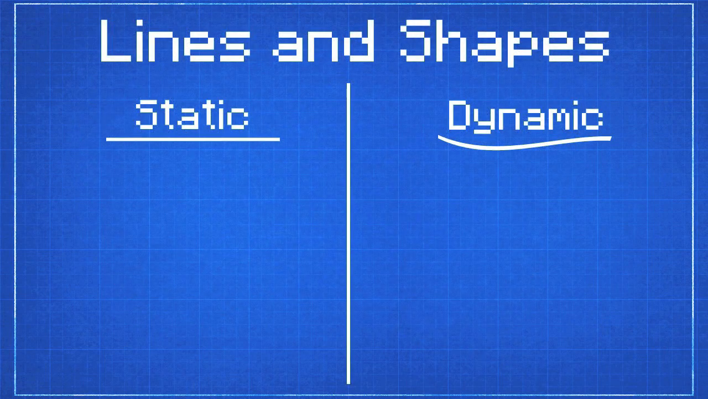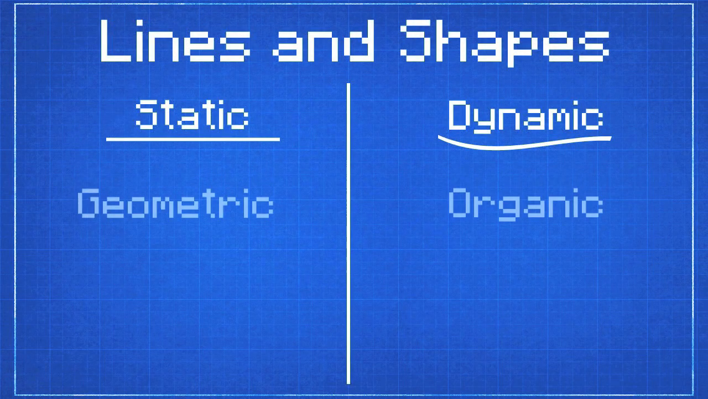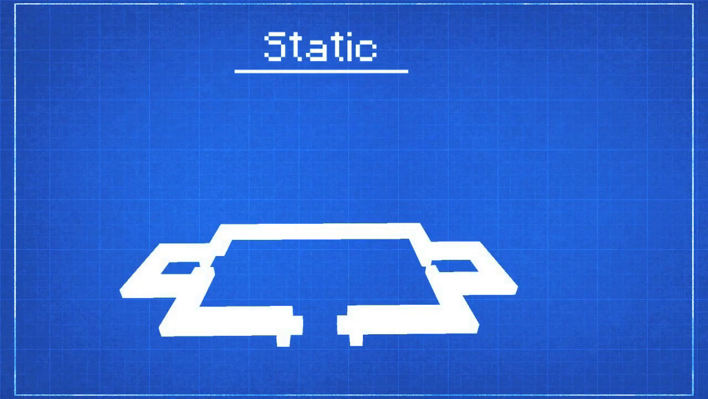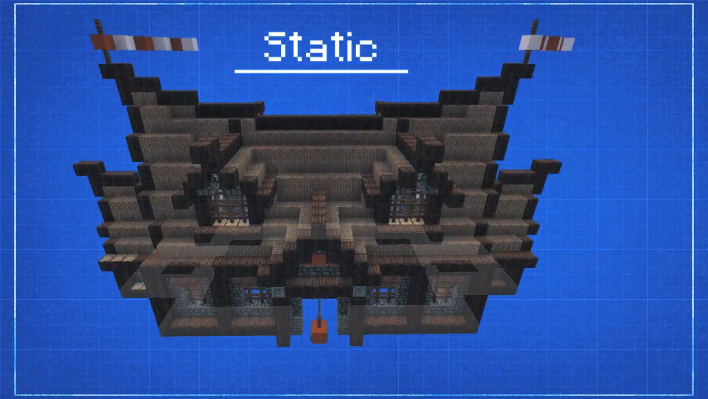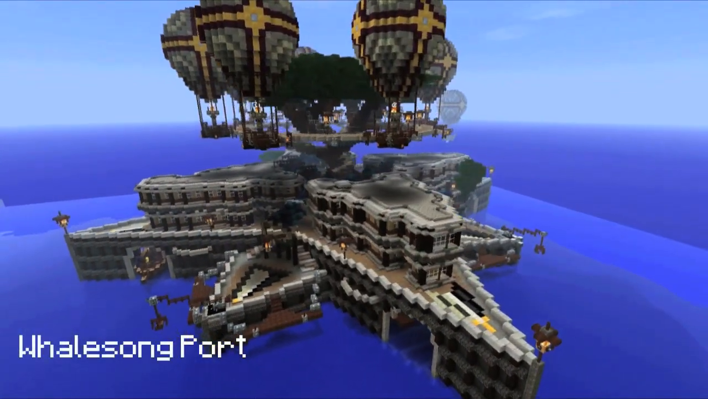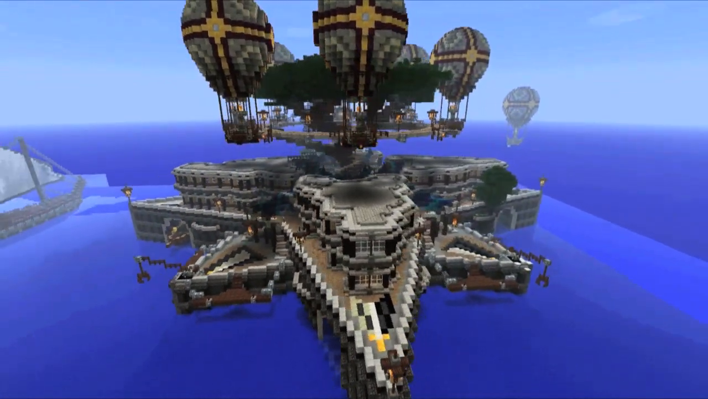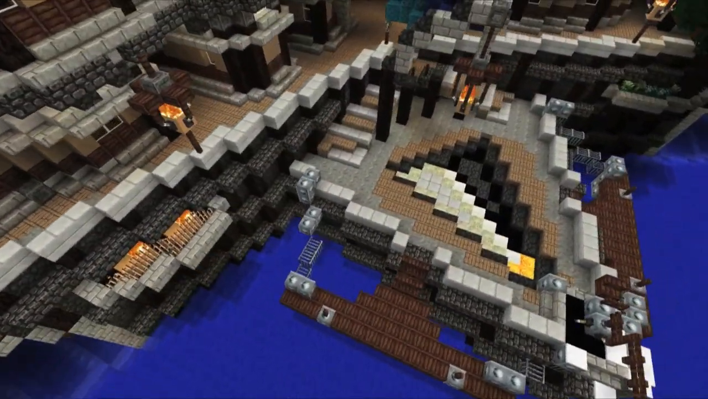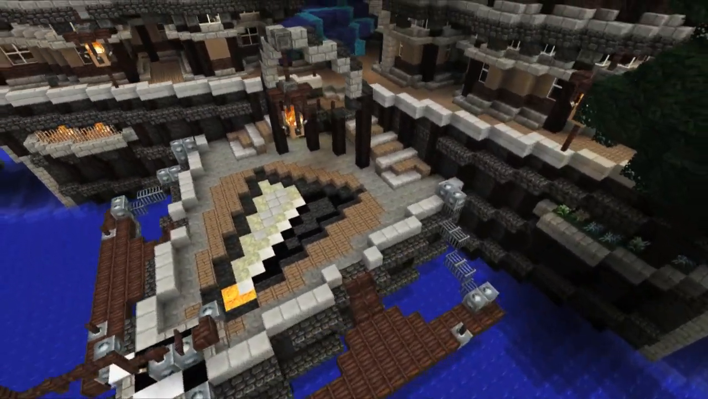Shapes also have two major varieties and also have two subsets. Static shapes are a lot like static lines and seem unmoving. These shapes usually have sharp and defined vertices. Static shapes are mainly used in more realistic builds, like Whalesong Port. You'll notice that Whalesong Port is star-shaped, but also notice that the star is made up of static lines. Static shapes are made with their corresponding variety of lines most of the time.